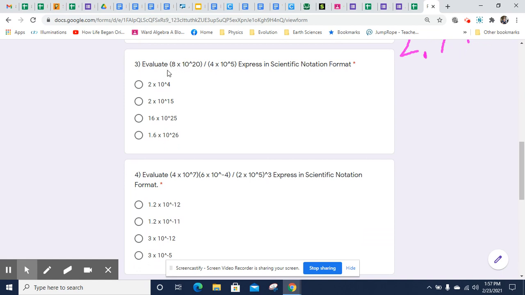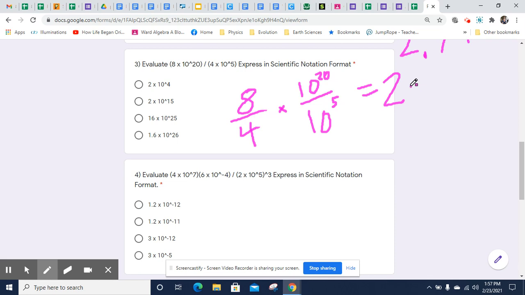Now we're going to divide. So we got 8 times 10 to the 20th divided by 4 times 10 to the 5th. And again, we're going to separate the operation on the coefficients. That's going to be 8 over 4 times 10 to the 20th over 10 to the 5th. Okay, and so 8 divided by 4 will just be 2, and 10 to the 20th divided by 10 to the 5th will be 10 to the 20 minus 5. And so I end up with 2 times 10 to the 15th, because 20 minus 5 is 15. So let's find that over here. 2 times 10 to the 15th.